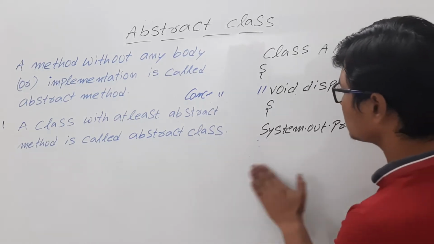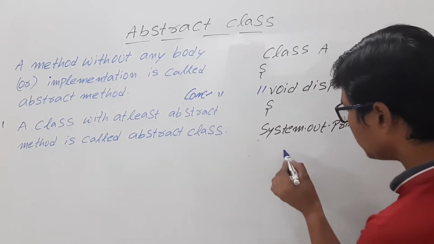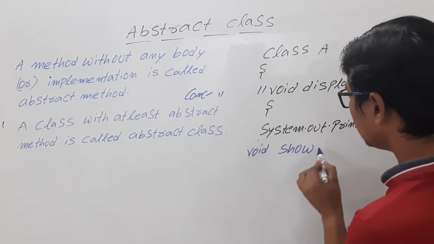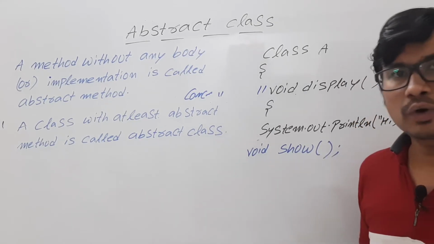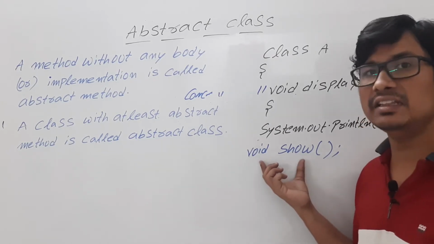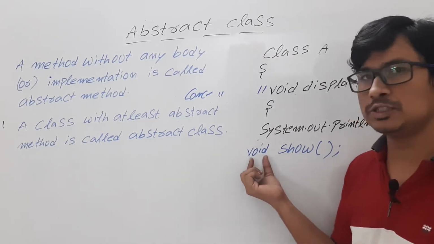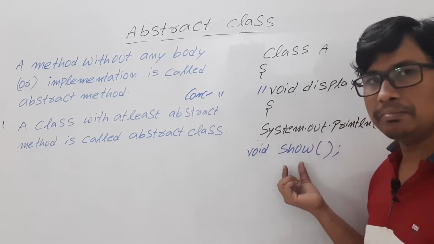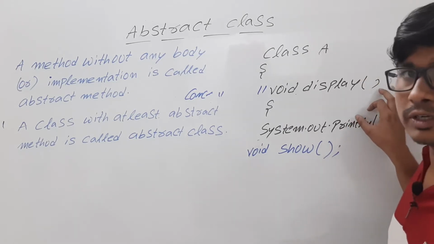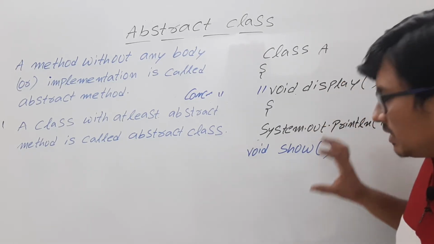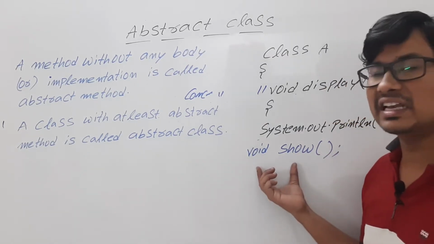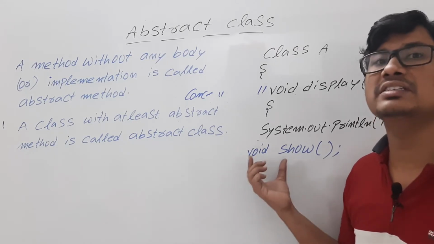Suppose in the class, if you have a method called show, you are just writing its declaration. You are not providing the implementation. So you are just declaring a method called show, specifying the return type and method name, and it ends with a semicolon. See this display method, I did not end with a semicolon because it is a declaration and also has the implementation. But here the show method does not have any implementation. It has only the declaration.